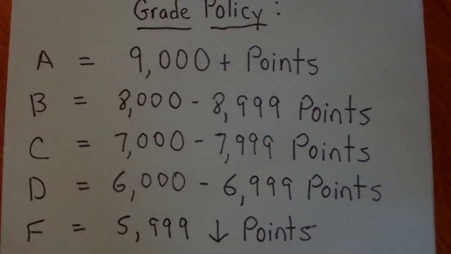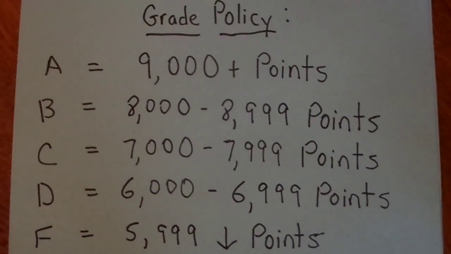So notice, if you get 9,000 points, then you get an A in the class, or better. If you get 8,000 to 8,999 points, then you get a B in the class. If you get 7,000 to 7,999 points, you get a C. If you get 6,000 to 6,999 points, you get a D. And anything less than 6,000 points, you fail the class. And yes, the weights are based on a 10-point grading scale, 90% A, 80% B, 70% C, and so on.